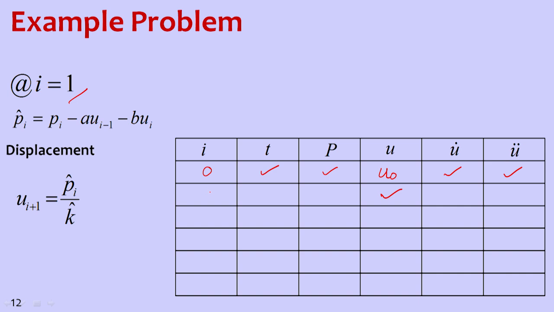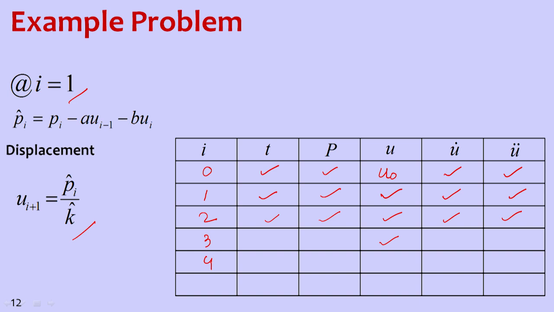So when i is equal to 1, t value is given and P value is given, and U is obtained at 2. So we will be getting U2, and using this U2 we will be getting velocity at 1 step and U double dot 1. Similarly, for the second step we have t2, P2, and U3 is obtained from this equation, and U dot 2 and U double dot 2 are obtained here. Similarly for all other steps.